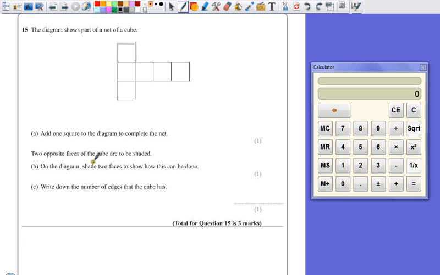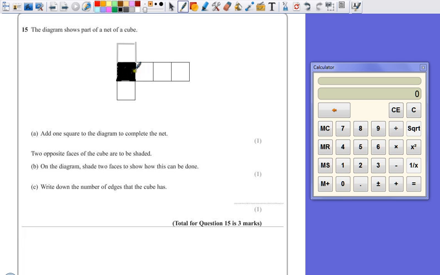Part B. On the diagram, shade 2 faces to show how this can be done. 2 opposite faces are to be shaded. So again, we've already tried to imagine that if this was the bottom of our shape, so if we shade this one in, we've got to think, which of these other squares is going to be opposite this one when folded into a cube. Well, obviously it's not any of the ones next to it.